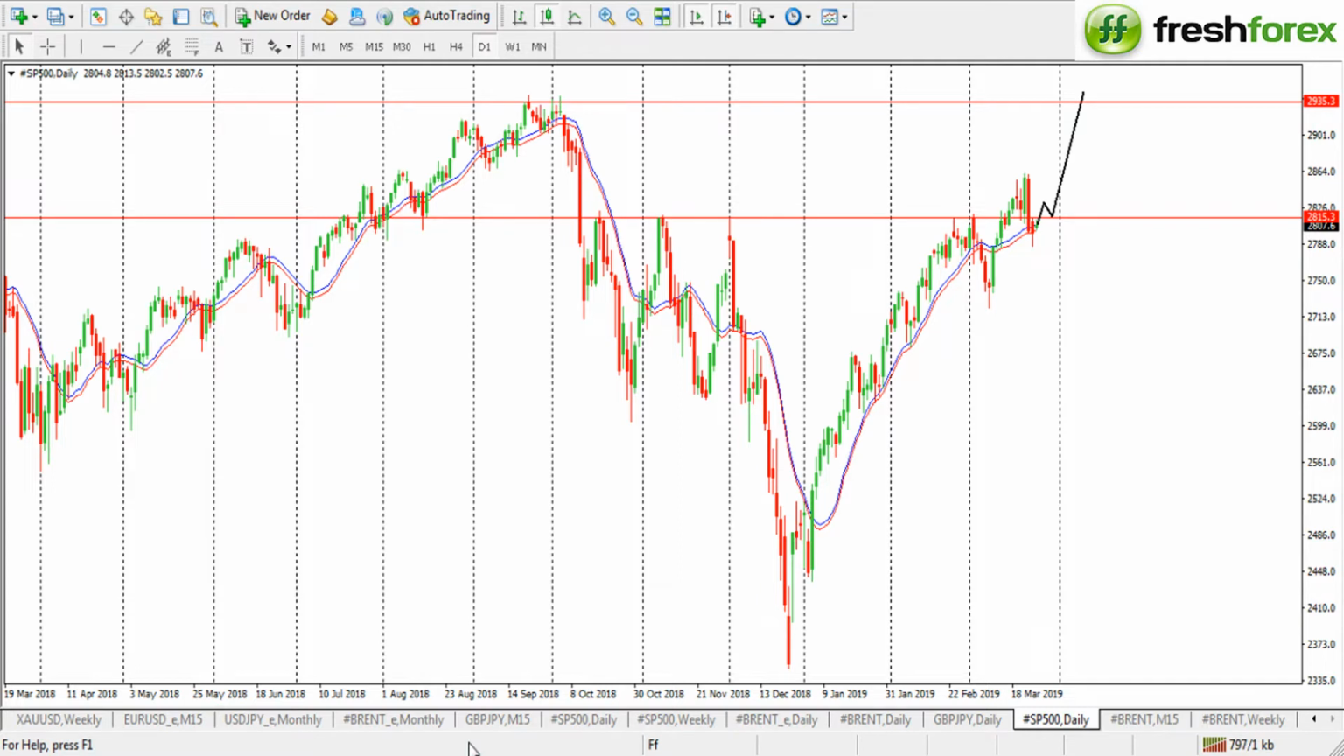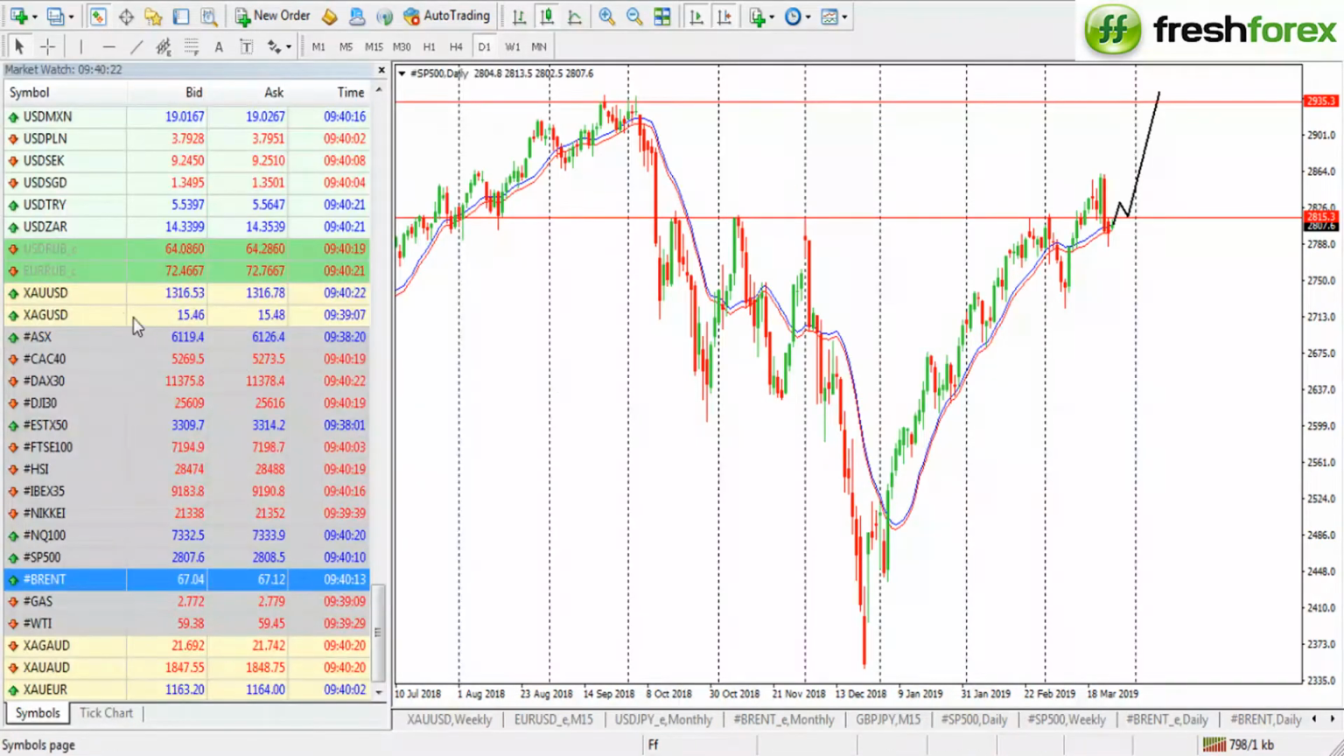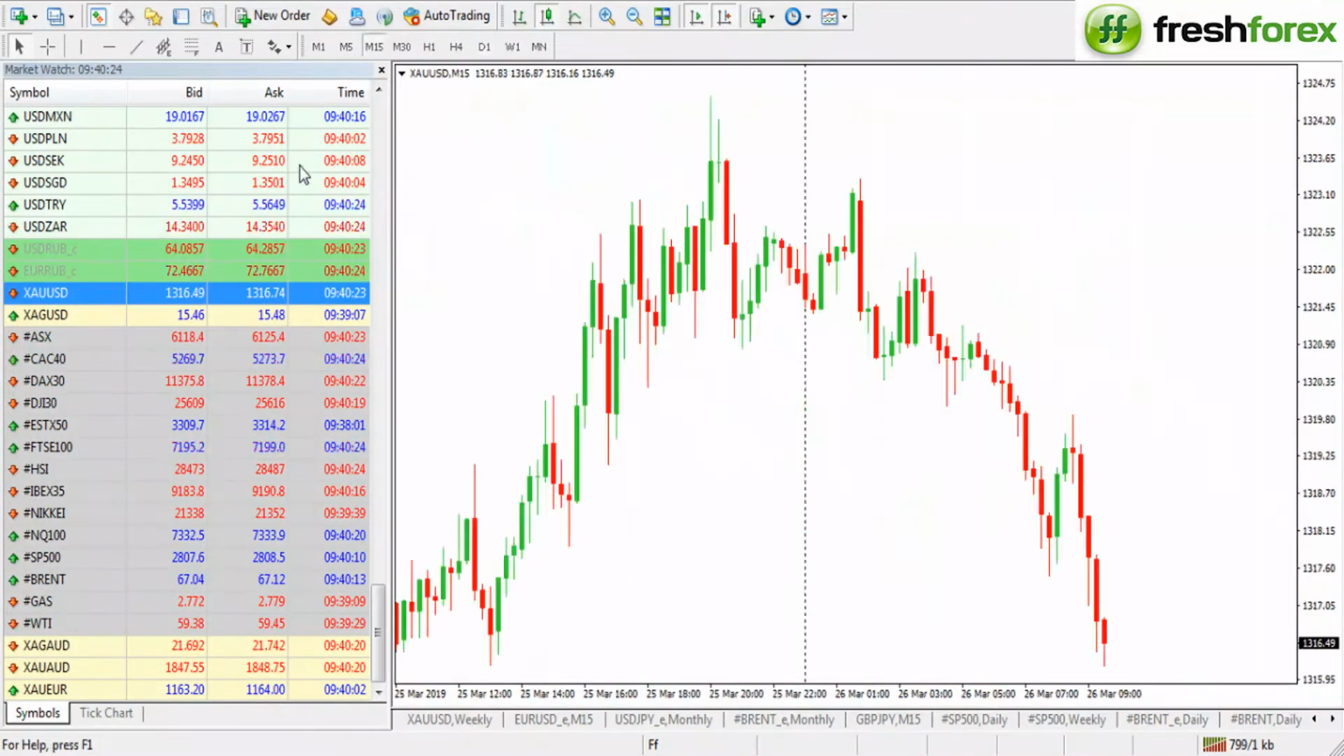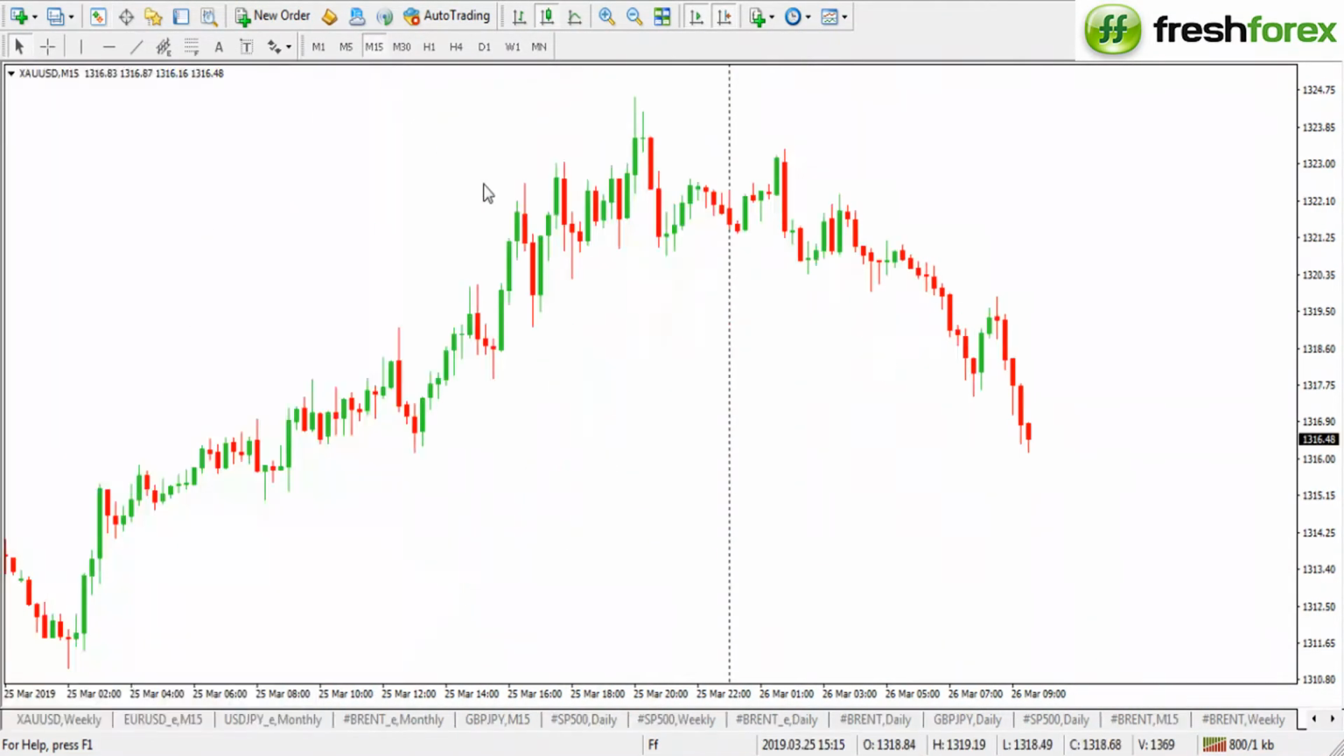So we're going to move to the next chart, and that should be gold. Gold is the last one. We have gold here. I'm going to look at gold from the lowest time frame possible before I move to the other time frames. Gold is here.